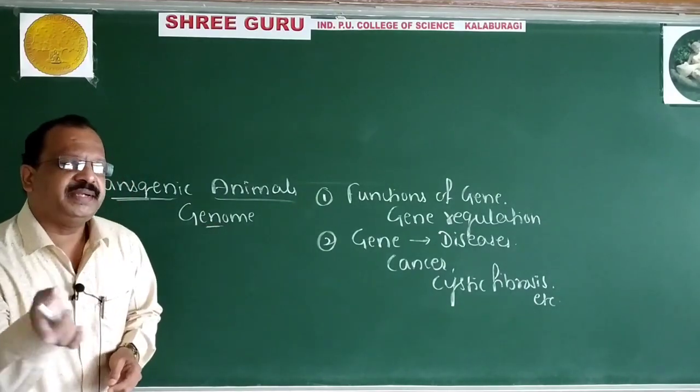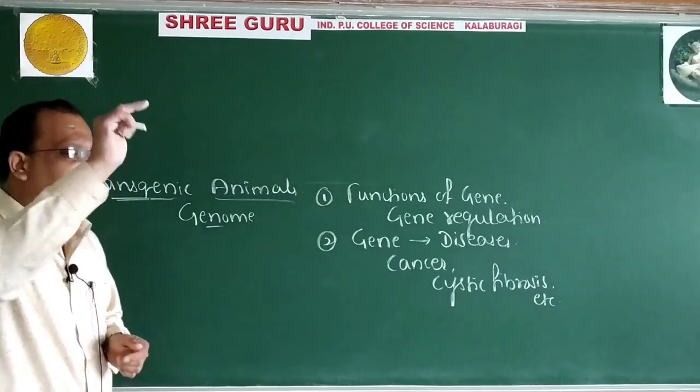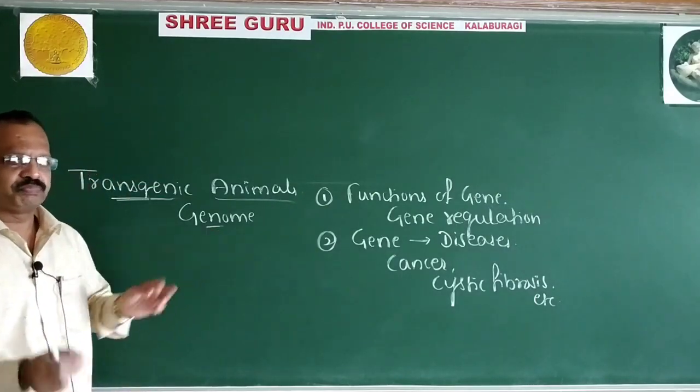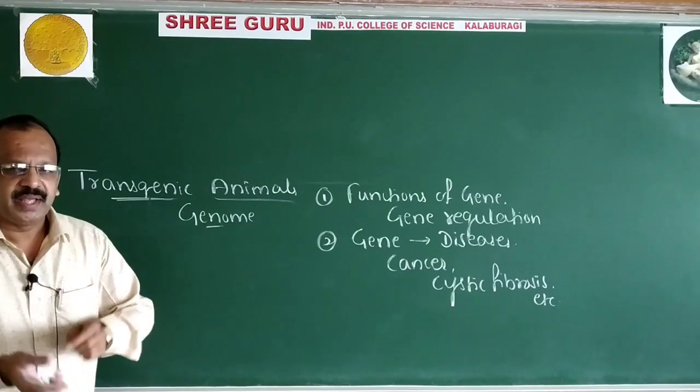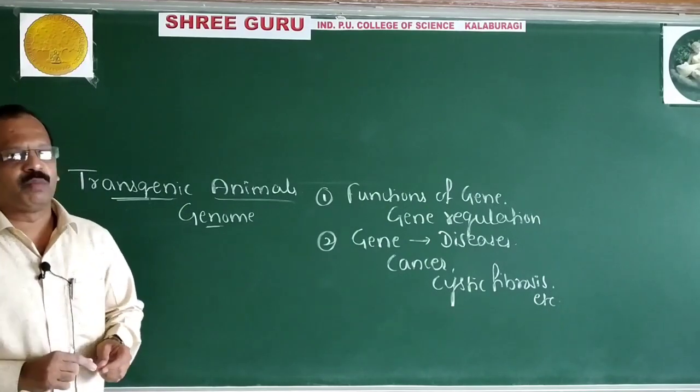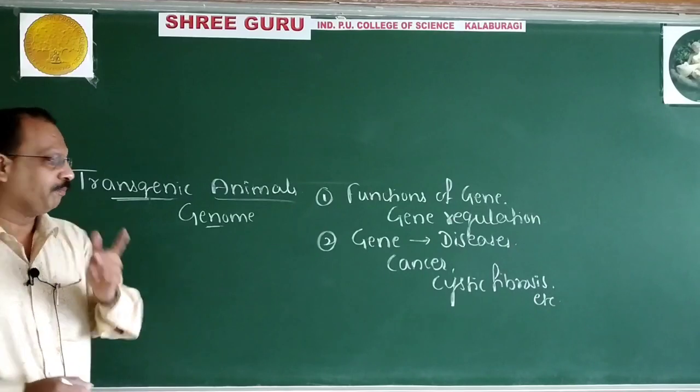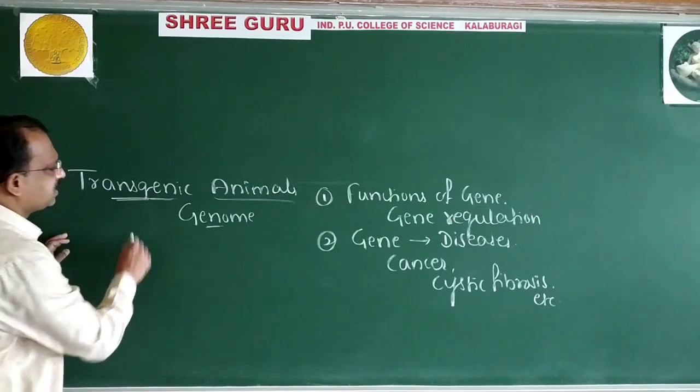Total number of genes located in a haploid set of chromosome is called as genome. Okay, so two definitions I covered.